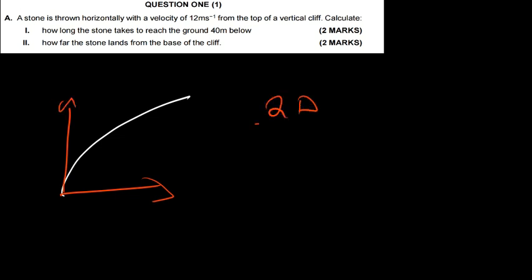Now, when we're talking about projectile motion, I want you guys to understand one thing. When we're talking about projectile motion, we're talking about motion in 2 dimensions. An object is moving in both x and y direction. So you throw a ball, it goes like that. This ball is moving in x as well as y direction. That's why we call it motion in 2 dimensions.